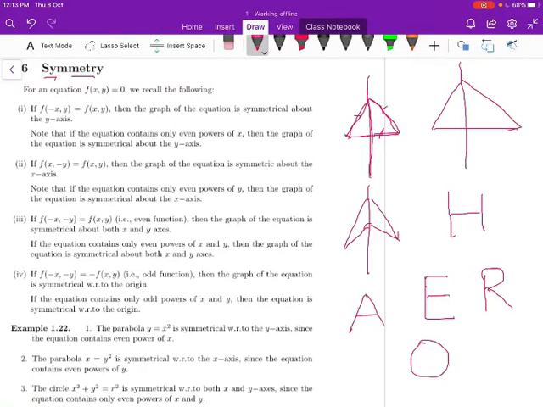Hi students, in the previous video we have seen the concept of asymptotes. So now let us move to the concept of symmetry. Symmetry means sym-metry. Sym means same, metry means measurement.